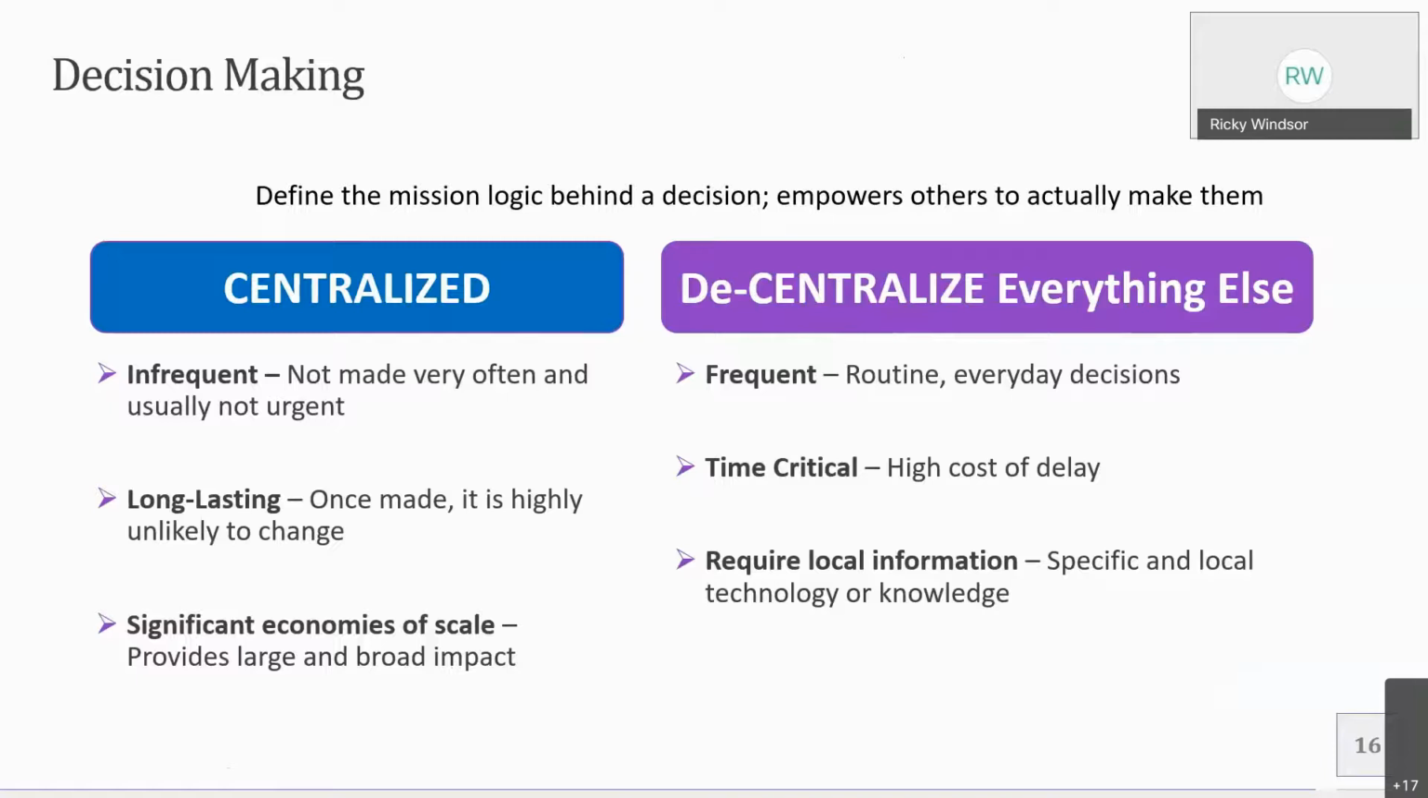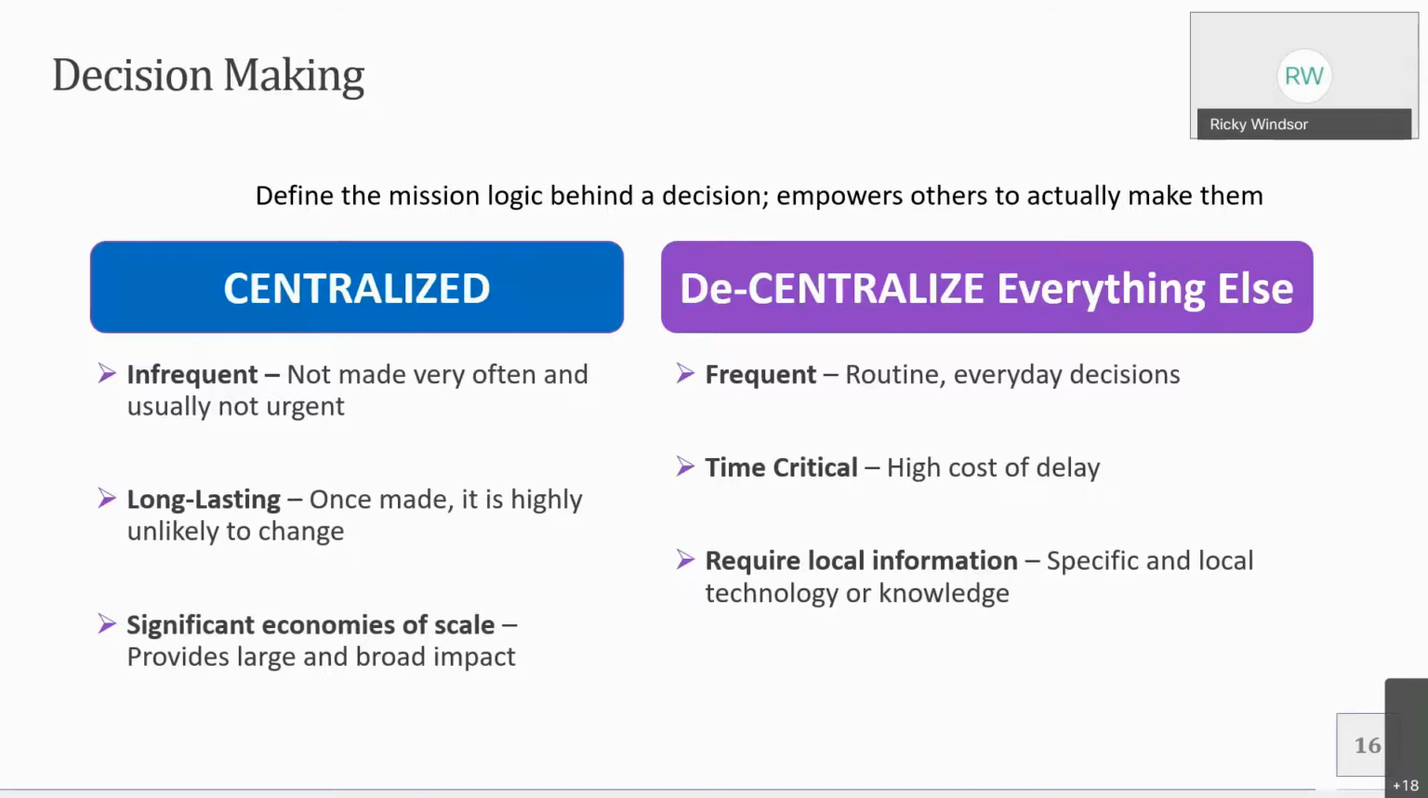So in centralized decision making, those are the things that are going to be infrequent, right? They don't happen very often. They're usually not super urgent, but they're large decisions. They're long lasting, right? These are like major policy decisions, national partner agreements, things like that, that once they're made, they don't change very frequently. Campaign plans, that type of stuff, right? They have significant economies of scale, right? So it impacts a large group.